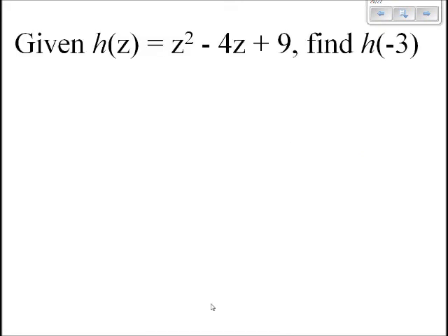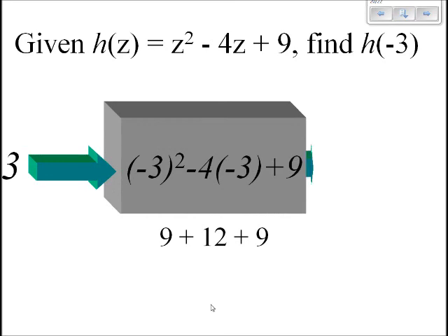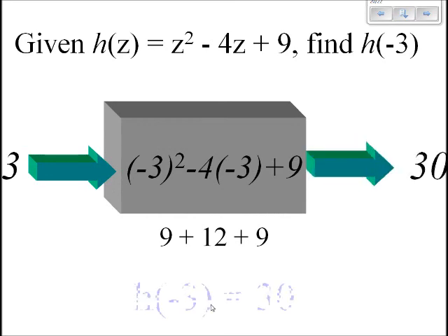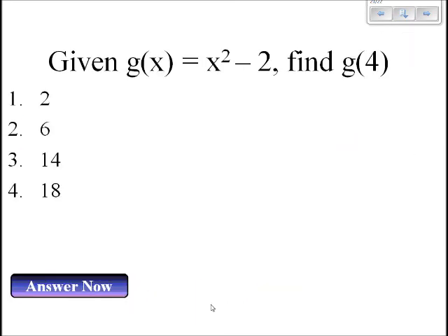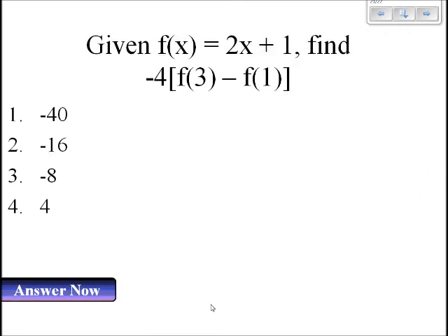Now we've got an h of z. So it doesn't have to be x. We can be taking the function h of z and plugging in, solving, 30. And g of x, plug in, f of x again. This one's a little tricky. You've got to do f of 3 minus f of 1. So you do the f of 3 part first, get an answer, subtract what you get once you do f of 1, and you should get negative 16.